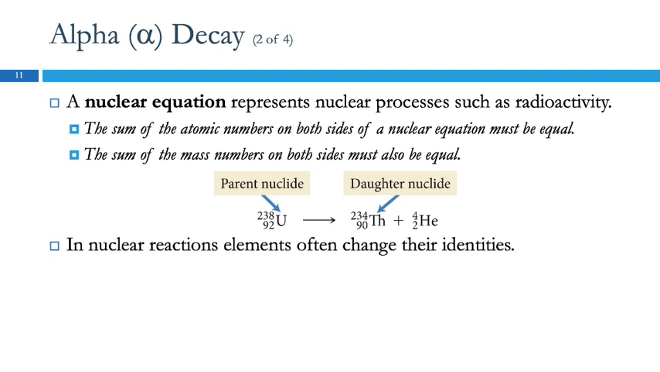What's very weird, very different about nuclear reactions is that elements often change their identities. There's a uranium on this side. There's no uranium on that side because the uranium changed into thorium. And where does the helium come from? Well, the helium came out of the uranium's nucleus. So we're not balancing letters here, we're balancing numbers.